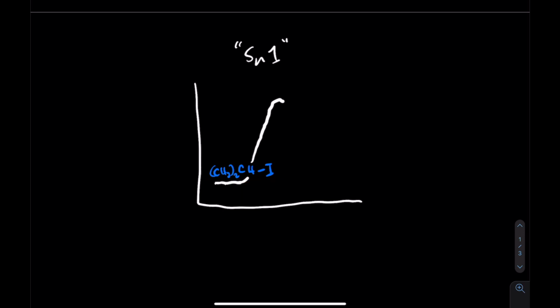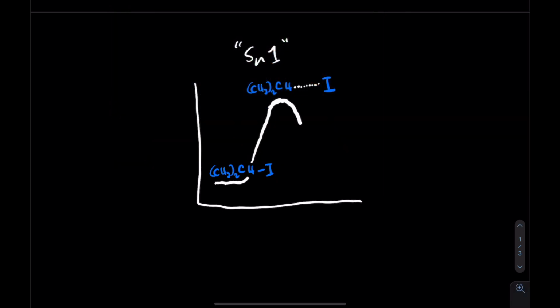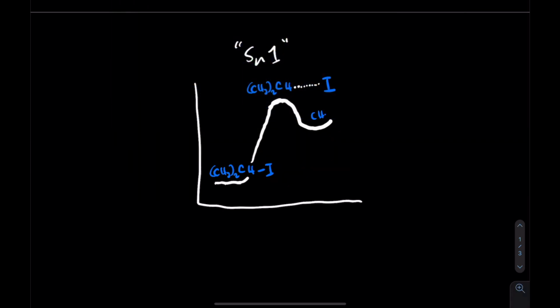So effectively what it is, is this, except that bond's just starting to get long. It's a transition state. We can say that it's really starting to break. All right, and it goes into a stable intermediate. And that stable intermediate is the carbocation, plus. All right, so that intermediate's actually stable.